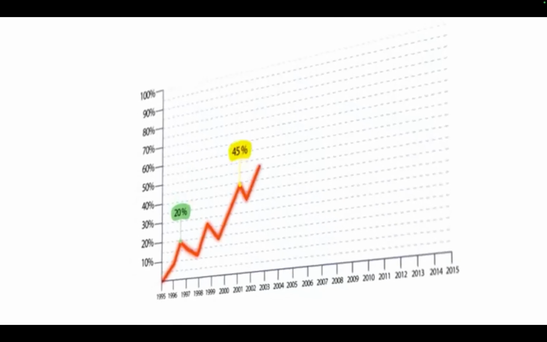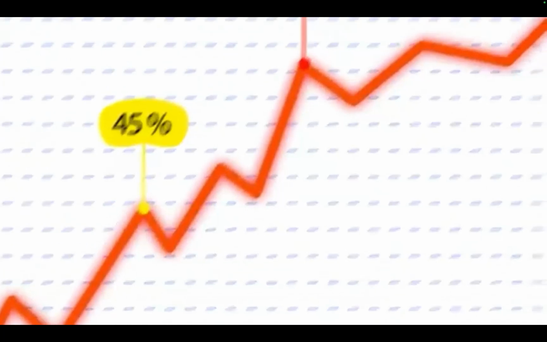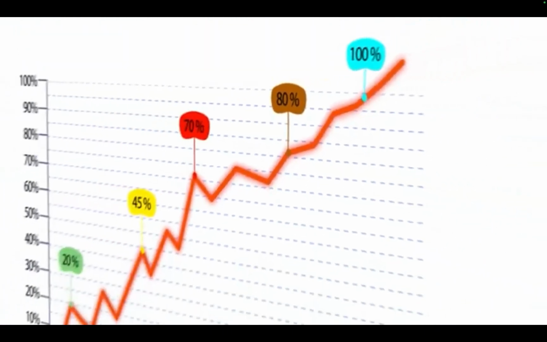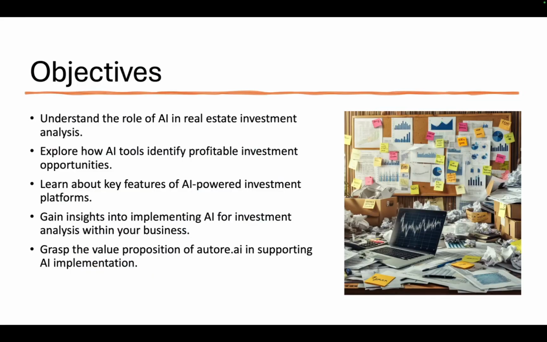Now, in this new theme, today's the first session from Theme 6, which is all about advanced AI applications. And the focus for today will be utilizing AI to identify profitable investment opportunities. The objectives for today's session are to understand the role of AI in real estate investment analysis, to explore how AI tools identify profitable investment opportunities. Let's learn about key features of AI-powered investment platforms, gain insights into implementing AI for investment analysis within your business, and grasp the value proposition of auto-reader AI in supporting AI implementation.